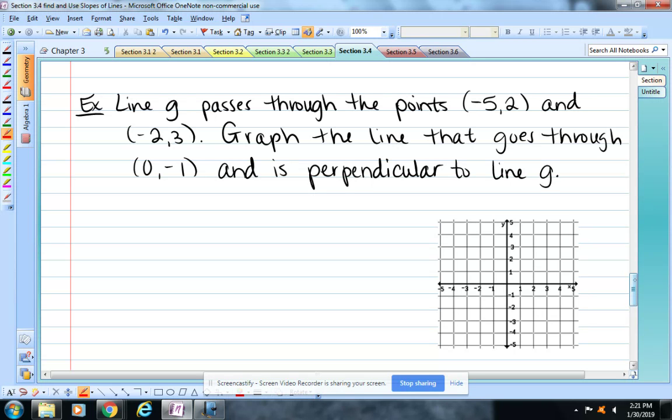I would go ahead and write down line G in those 2 points, and then write down the next point and write down the word perpendicular, or the symbol for perpendicular if you want to. Just something to let you know that's what you're doing. So when you're looking at your notes, when you're doing your assignment a little bit, you'll be good. Okay, so I'm going to graph my points for line G. -5, 2. And then -2, 3.